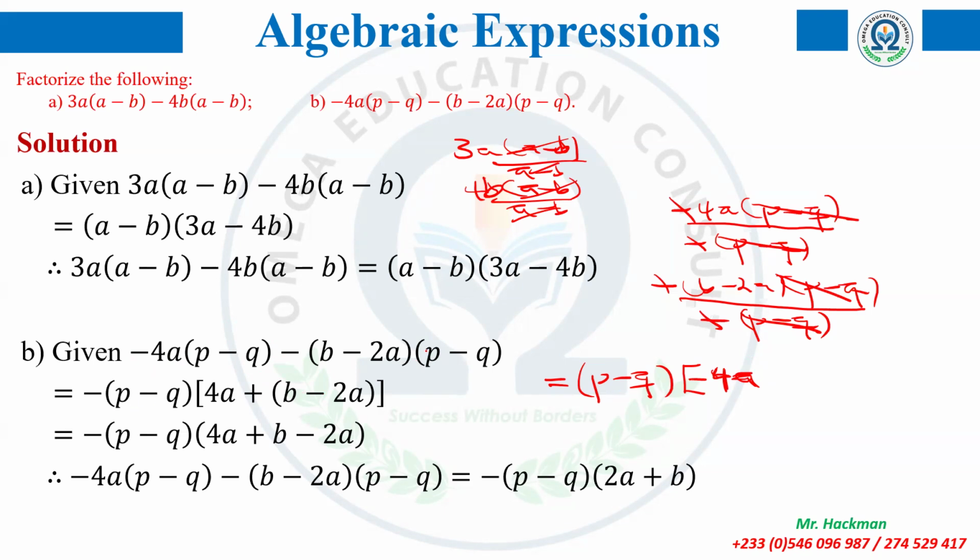So I'll be left with what? Minus in bracket B minus 2A. So I will get minus, because this is what will be left after cancelling this. I'll be left with the whole of this. So minus in bracket, B minus 2A. Then you close your square bracket. So this will be equal to P minus Q, which is there intact.